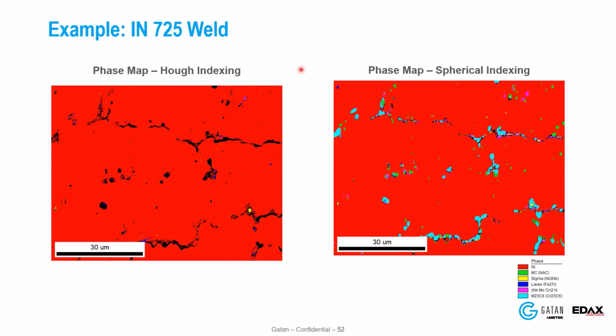Whereas we can just put this in with spherical indexing and run it through, and it does a really good job of resolving these different precipitate phases. So this is a really cool application we recently did.